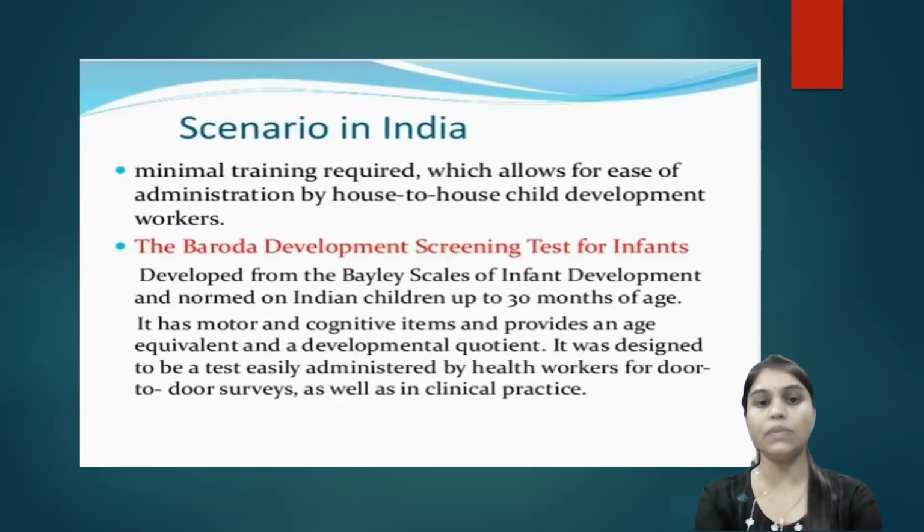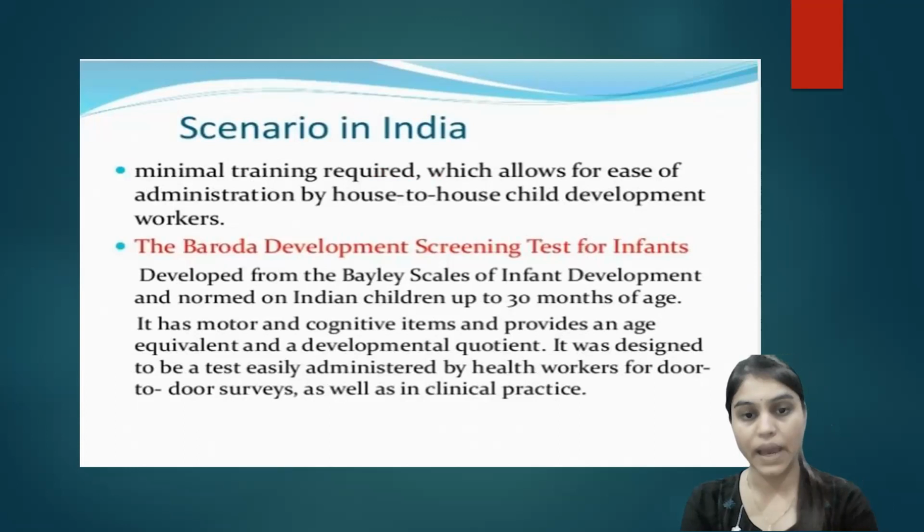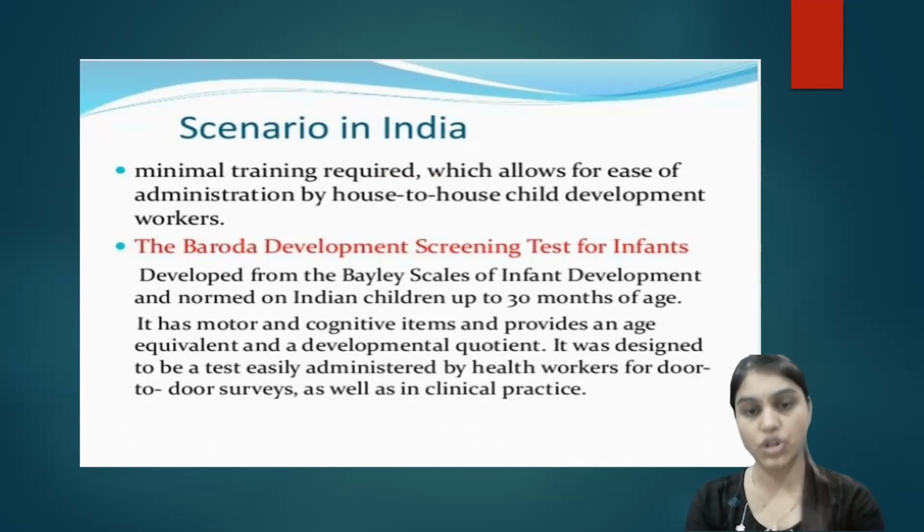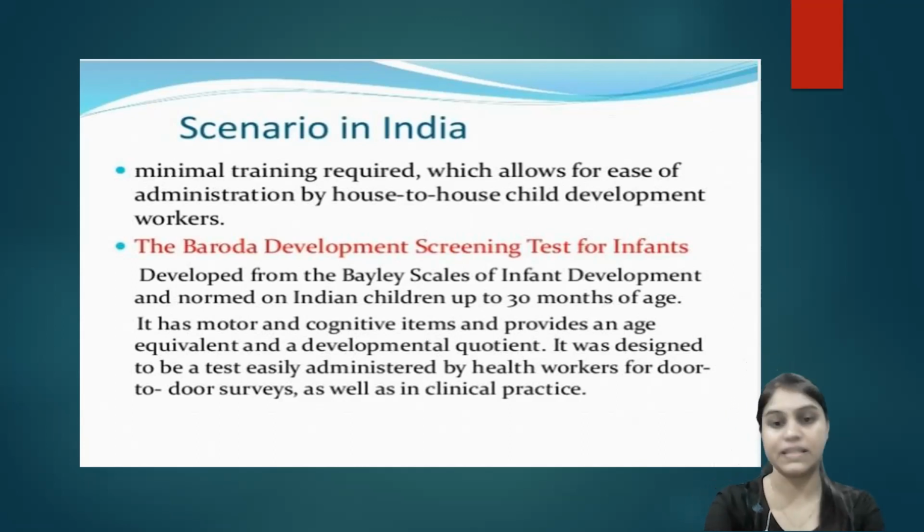Scenario in India, minimal training required, which allows for ease of administration by house-to-house child development workers. The Baroda Developmental Screen Test for Infants, developed from various scales of infant development and normed on Indian children up to 30 months of age. It has motor and cognitive items and provides an age equivalent and developmental quotient. It was designed to be a test easily administered by health workers for door-to-door surveys as well as clinical practice.